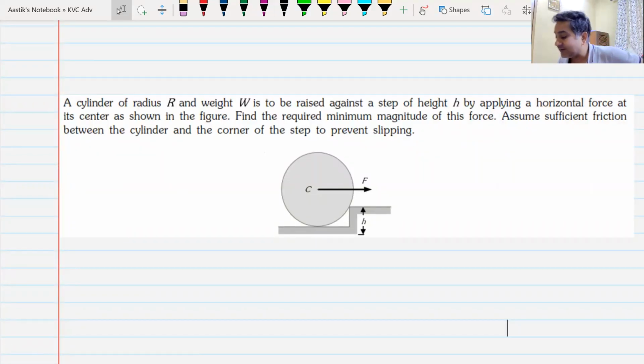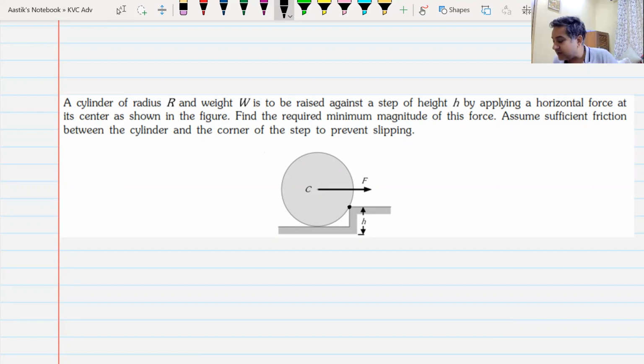A cylinder of radius r and weight w is to be raised against a step of height h by applying a horizontal force at the center as shown in the figure. Find the minimum magnitude of this force. Assume sufficient friction between the cylinder and the corner to prevent slipping. So you understand that it is going to rotate about this point. Do we understand this? Yes, sir. There is no slipping. It is going to rotate.